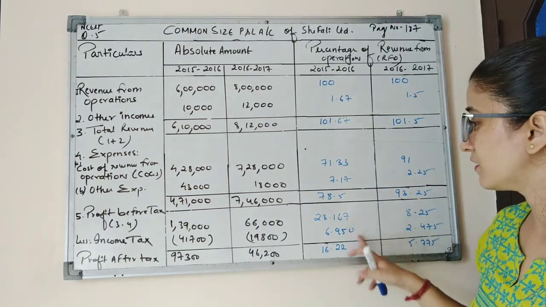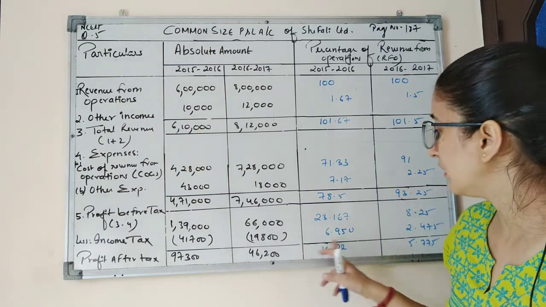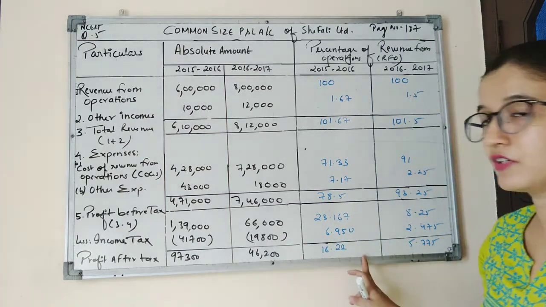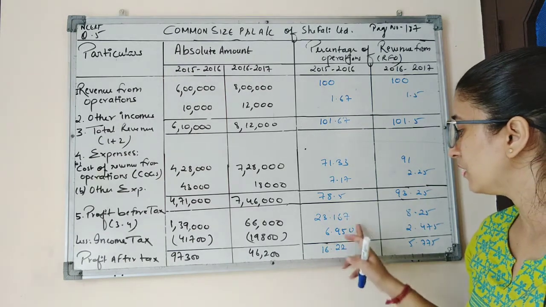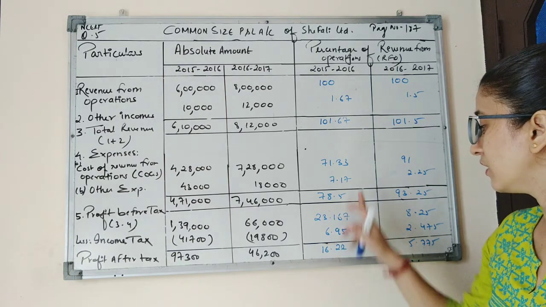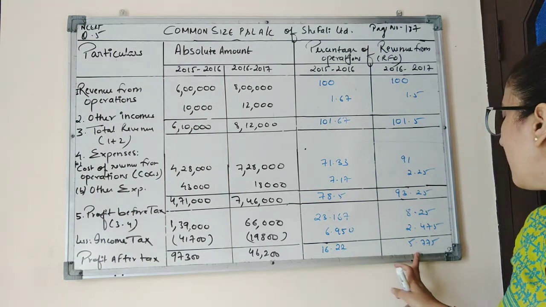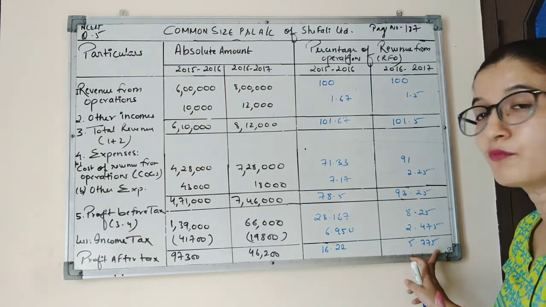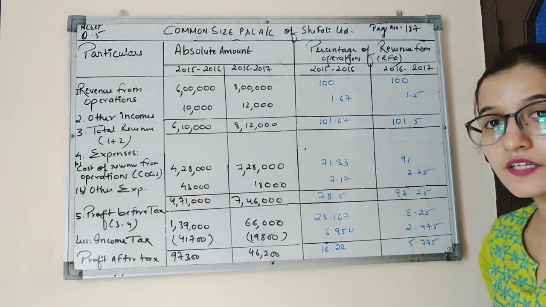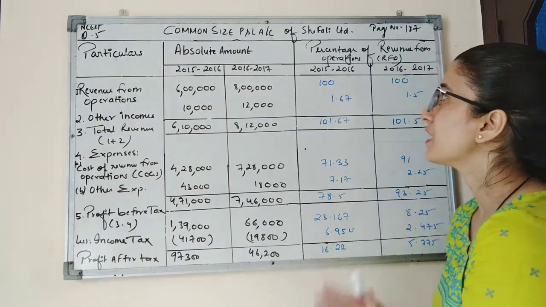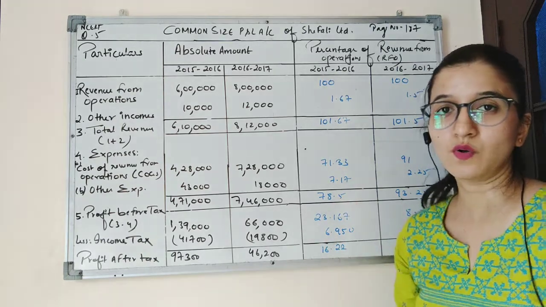So by subtracting the income tax from profit before tax, we will get the amount as profit after tax. So by subtracting both these, we will get 16.22% in the previous year as profit after tax and 5.775% profit after tax in the current year. So this is how the question based on common size P&L account is solved.